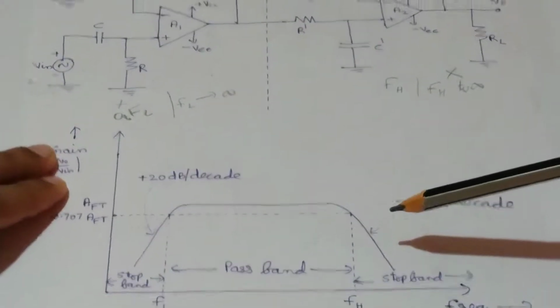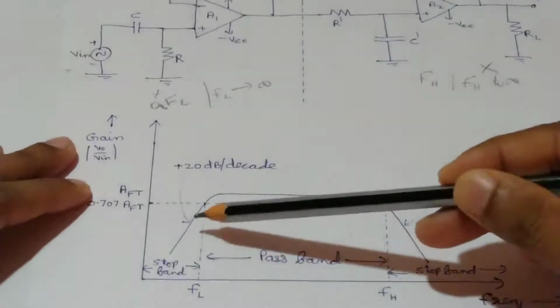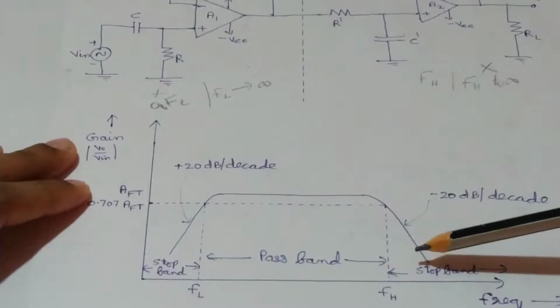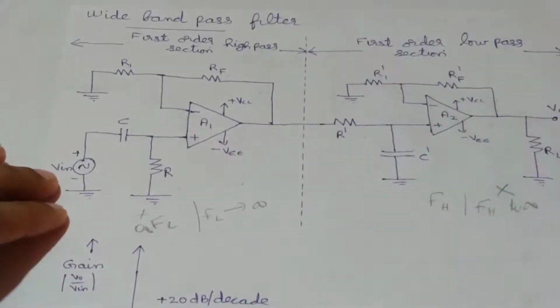So depending upon the order of this high pass and low pass filters, the roll off rate changes. So similarly we can obtain higher order wide band pass filters.